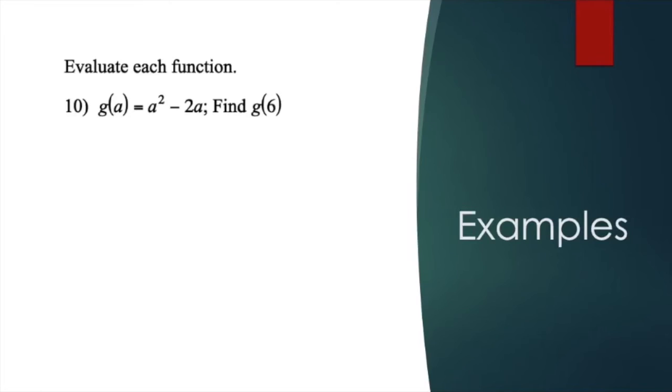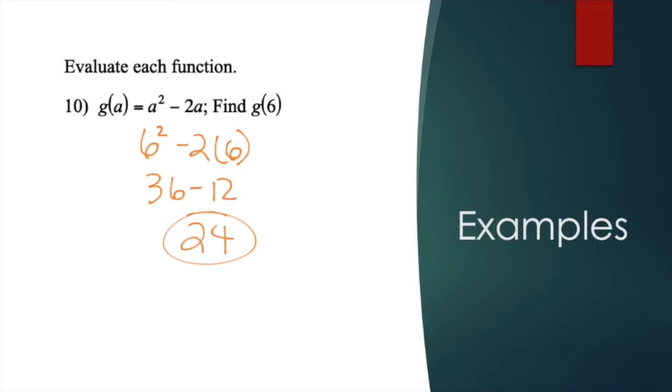All right, let's do number 10. It asks you to find g of 6. So we're going to plug that 6 in. We're going to have 6 squared minus 2 times 6. You can do it in your calculator, but I'm going to do 36 minus 12. 24. I heard 24. That's what I got as well. Fantastic. Questions about evaluating this function?